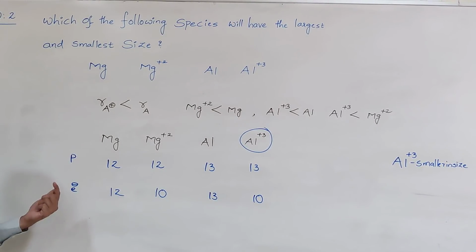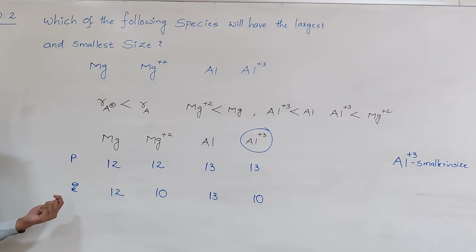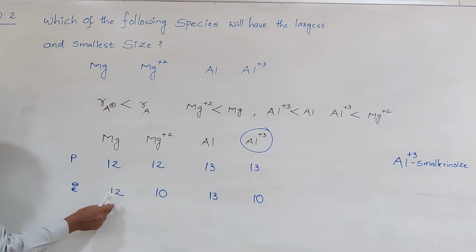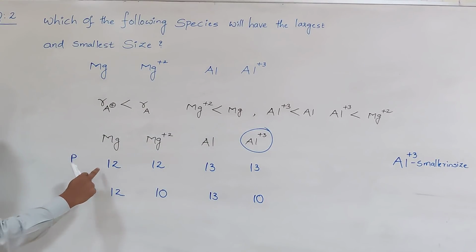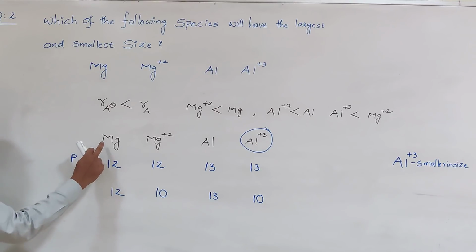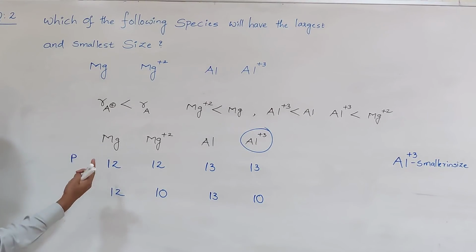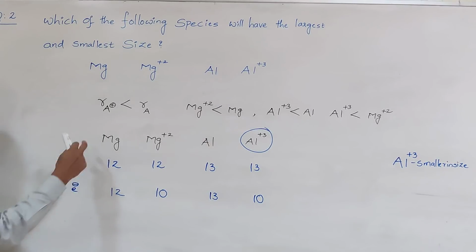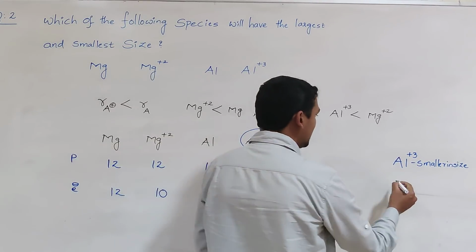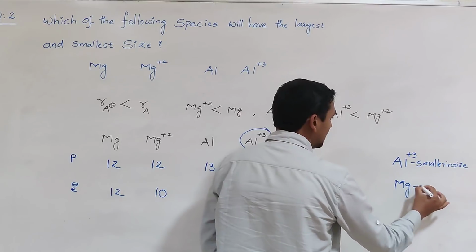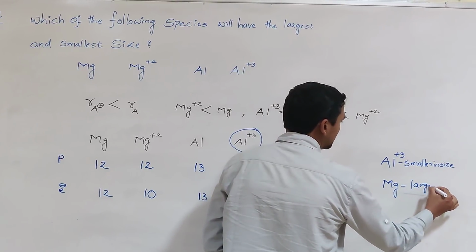Larger in size means the positive charge is less and more electrons are present. Here 13, 13, 12, 12 seems to be an equal distribution. But magnesium and aluminium belong to the same period. As we move from left to right, atomic radii decrease. So what do you mean by that? Which is larger in size? Magnesium is larger in size. So that's why Mg is larger in size.